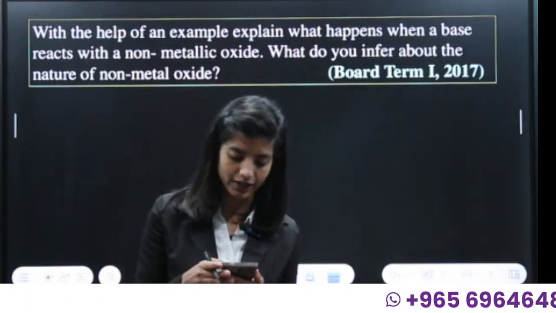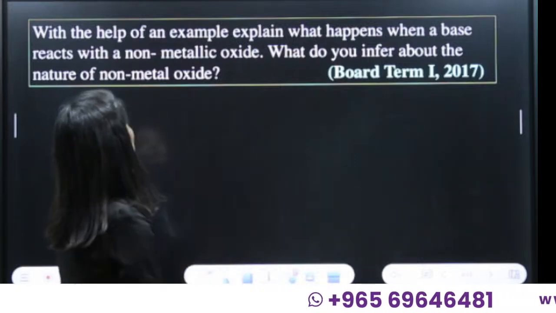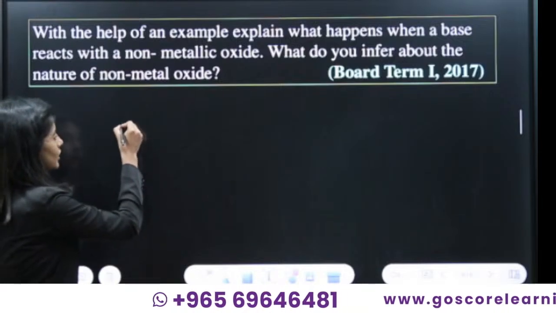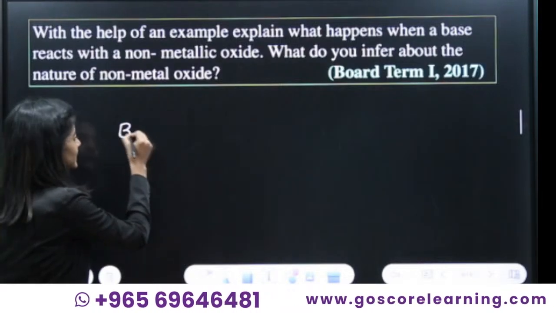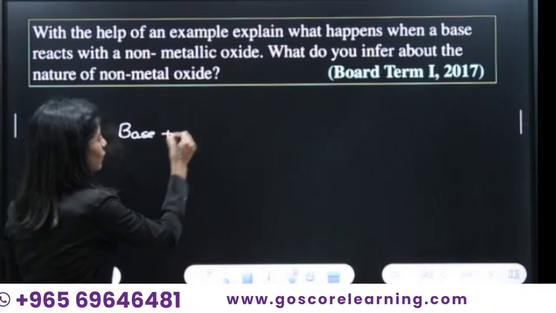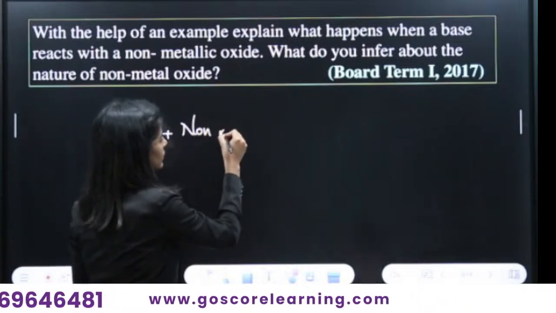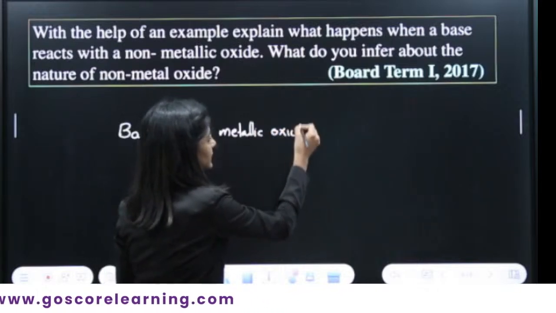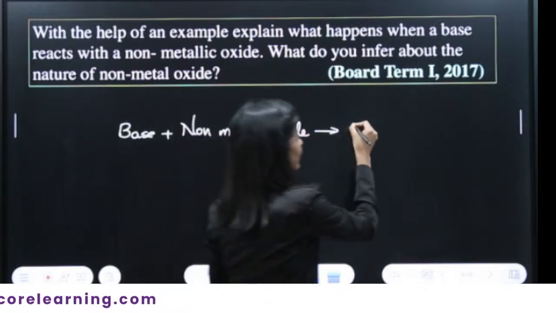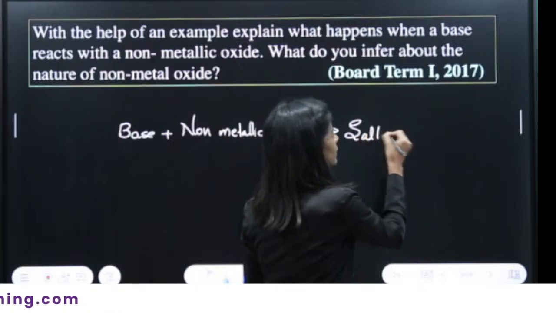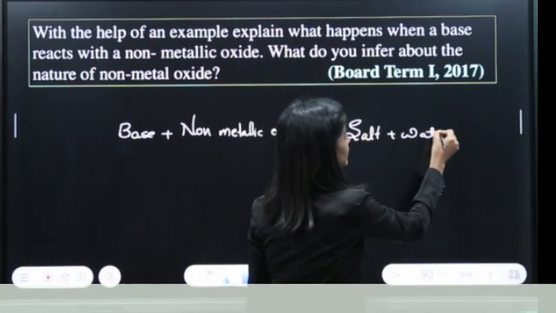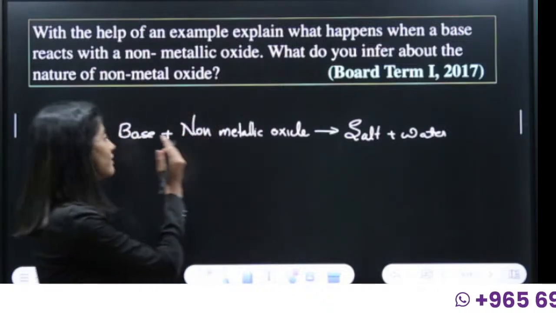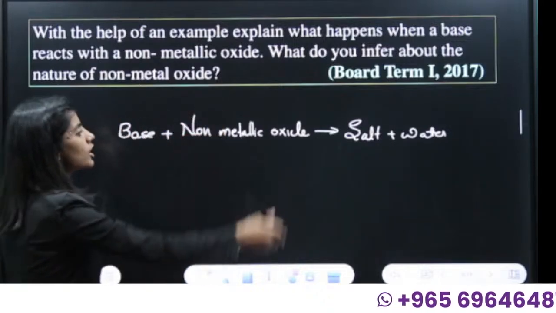So with the help of an example, what happens when a base reacts with a non-metallic oxide? Definitely we are going to get the salt and the water. What is the reason that we are getting salt and water when we mix a base with a non-metallic oxide?